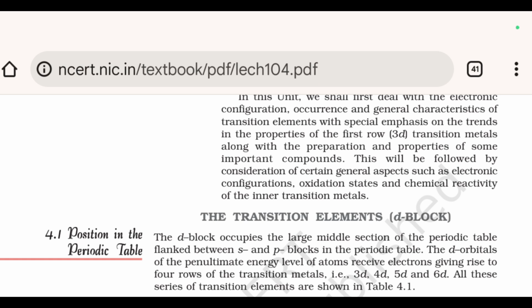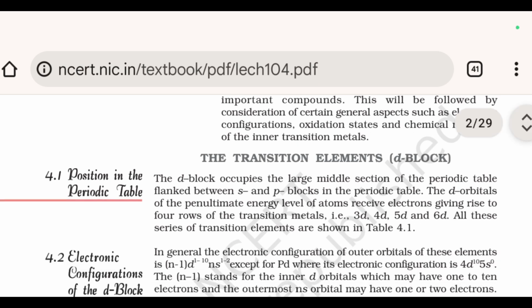The transition elements. Point number 1, 4.1, position in the periodic table. The d block occupies the large middle section of the periodic table, flanked between s and p blocks. The d orbitals of the penultimate energy level of atoms receive electrons, giving rise to 4 rows of the transition metals, that is 3d, 4d, 5d and 6d. All these series of transition elements are shown in table 4.1.